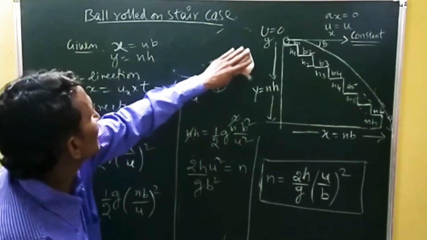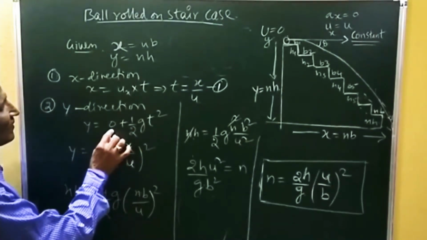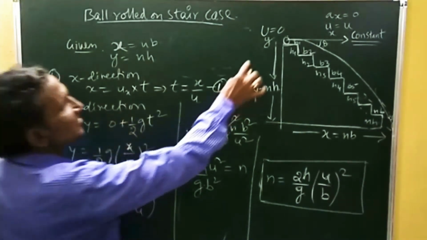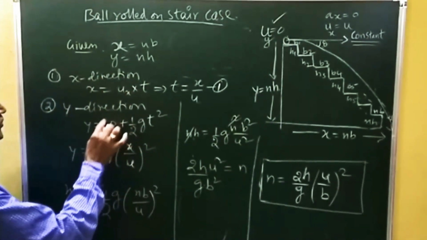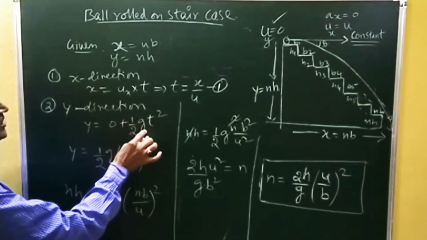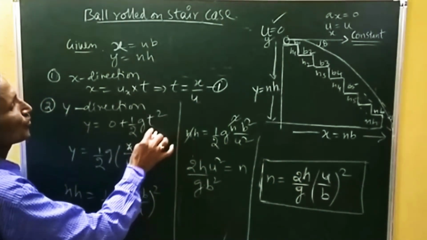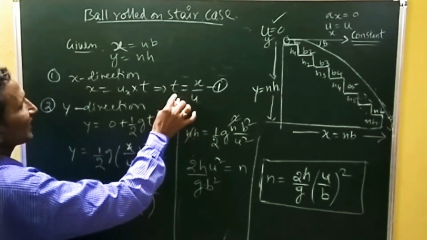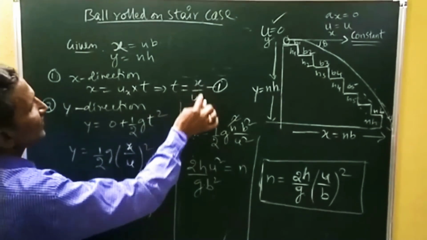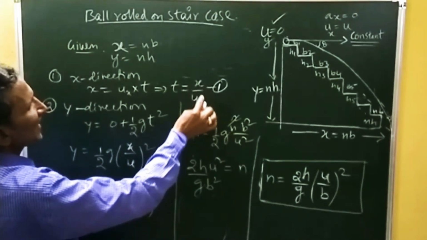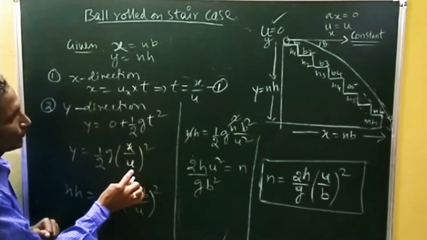Now let us take the y direction. s is equal to ut plus half a t square. The initial velocity along the y direction is 0, so 0 into time is 0. The body is falling down, so it is taken as plus g, half g t square, where t is the total time. According to equation 1, t is equal to x by u, so in the place of t we write x by u, squared.